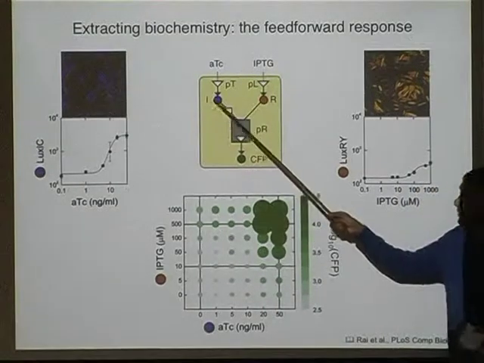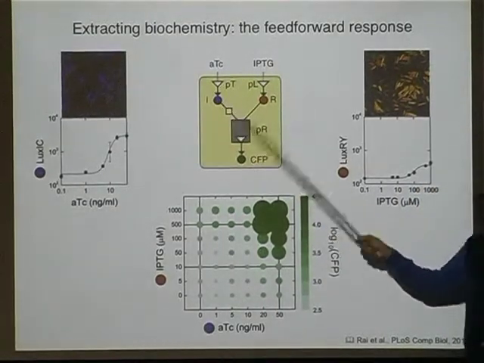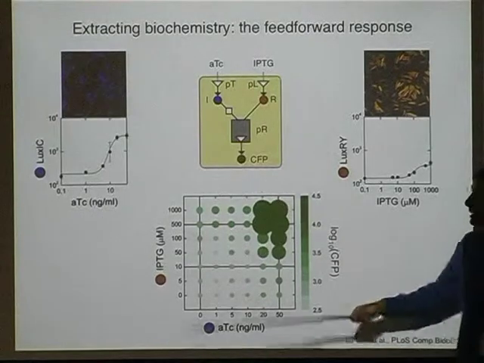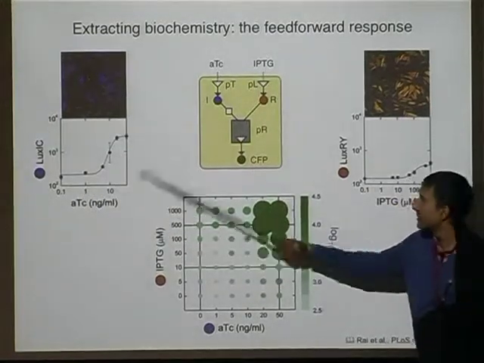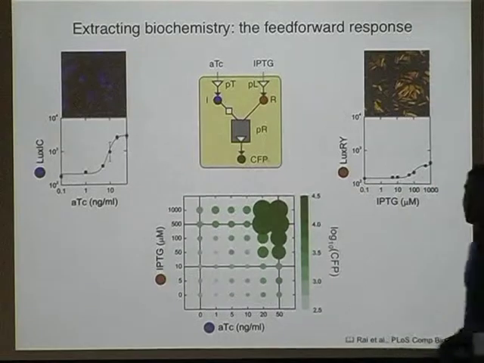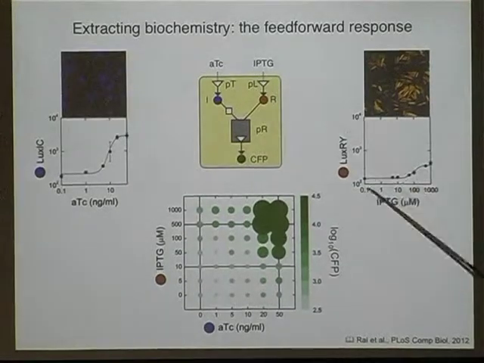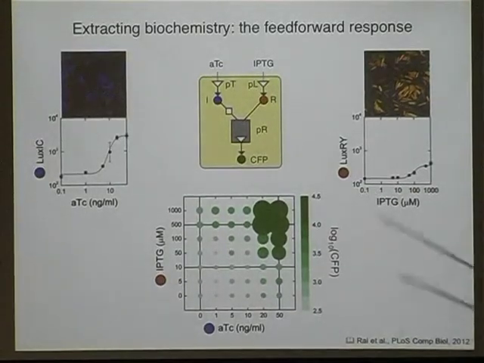How do we track this? Well, you label it with a blue fluorescent protein, or a yellow fluorescent protein, or green fluorescent protein. So the first knob is working because as I increase ATC, the issuer level goes up. As I increase IPTG, the receiver level goes up. So both my knobs are working.